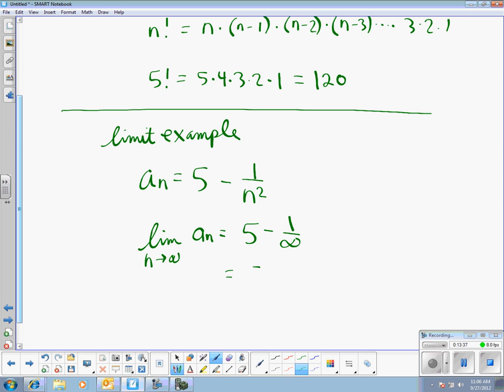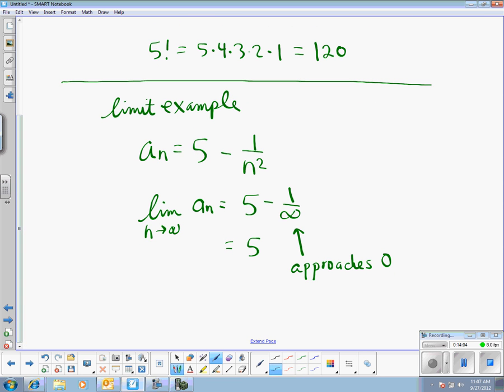But this essentially equals 5, which just means this sequence, plug in as big a number as you can think of, and it will be really close to 5. It will never quite get to 5 because this will never really get to 0, but it approaches 0. And so therefore our limit approaches 5. Our limit is 5.